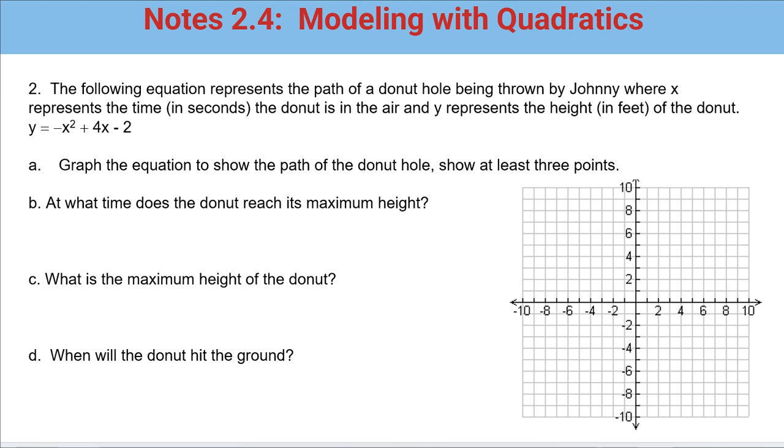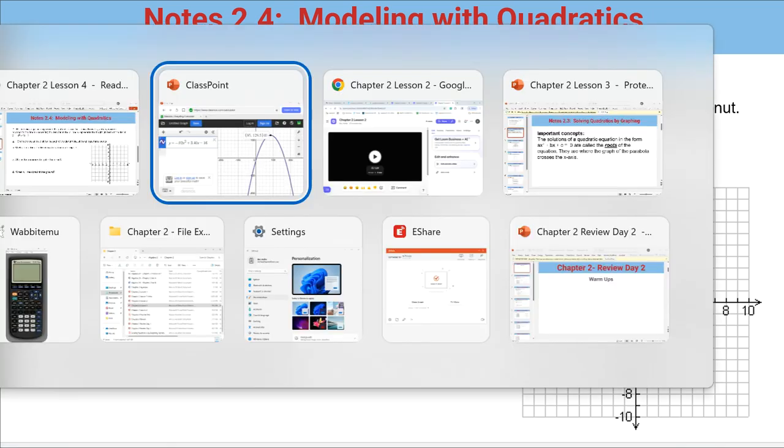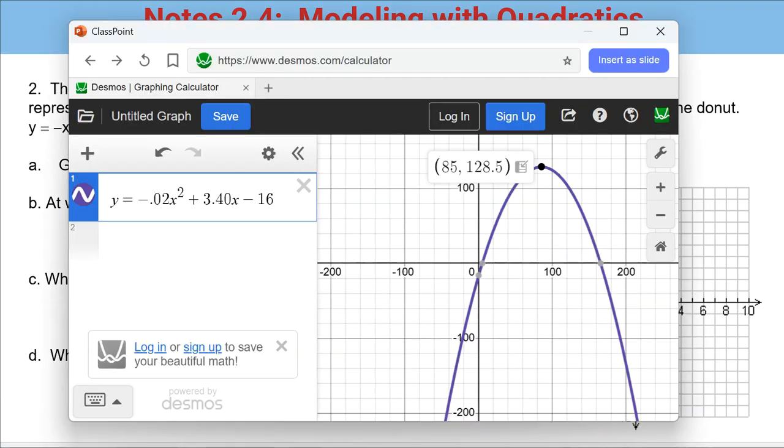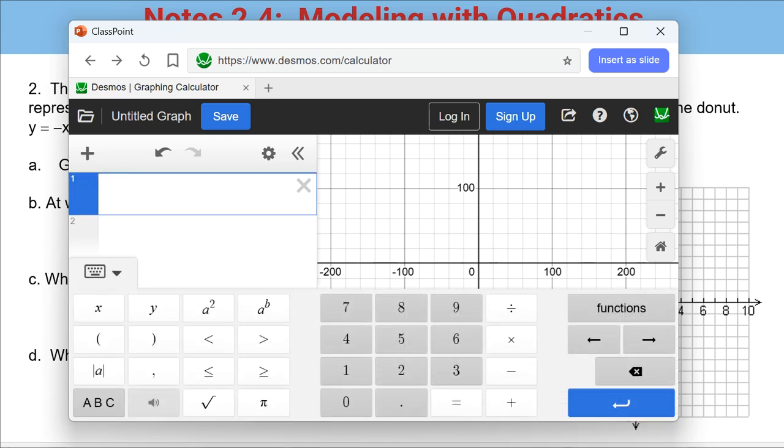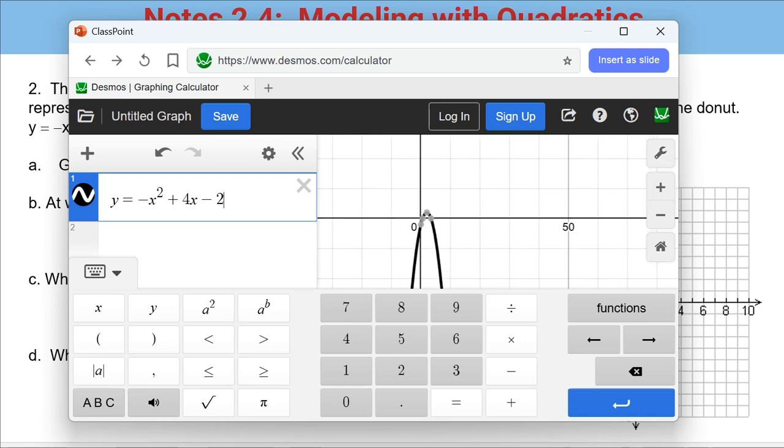Again, I feel like this is a great Desmos problem. So let's get Desmos up on our screen. So we have that y equals negative x squared plus 4x minus 2. I'm going to have to zoom back in on that.